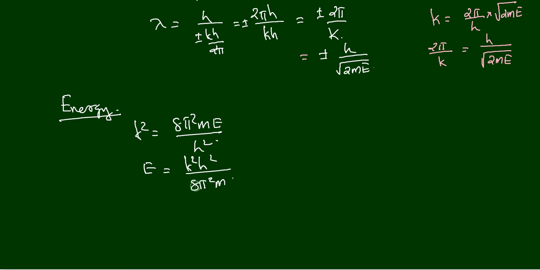Here in this expression, k can have any value, so E can also have any value. Whatever value k assumes will decide the value of E. In other words, there is no limit for the value of the energy of a free particle. In other words, the energy of the free particle is not quantized.